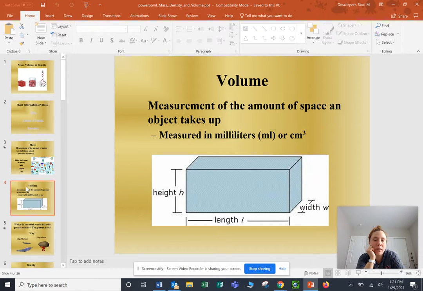A 1 centimeter by 1 centimeter by 1 centimeter cube has a volume of 1: length 1, width 1, height 1. 1 times 1 times 1 is 1. So that would be 1 centimeter cubed. And the amount of water that would fill up that little 1 centimeter cube box is the exact same as a milliliter. So when we're measuring volume, it can either be in milliliters if it's a liquid or a gas, or in centimeters cubed if it's a solid.